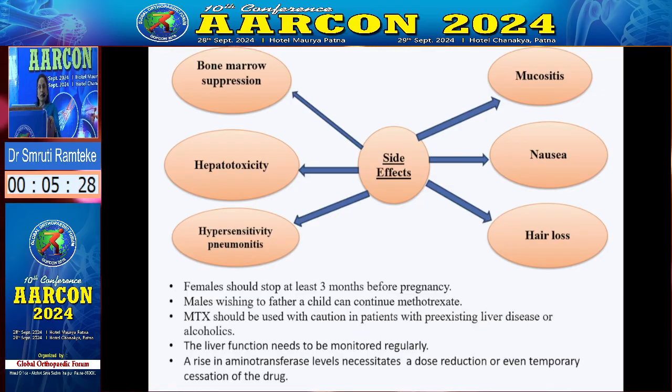So females should be asked that if you are planning another pregnancy, you have to stop this medicine. Now there is the mark over the tablet. They have to stop it at least 3 months prior to conception. Males can continue the drug, and the caution is there for alcoholics.